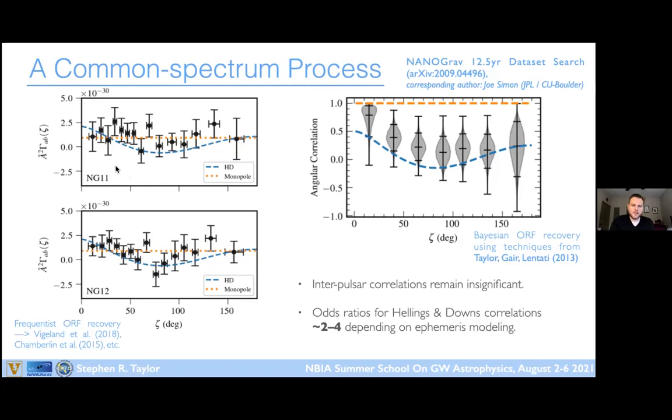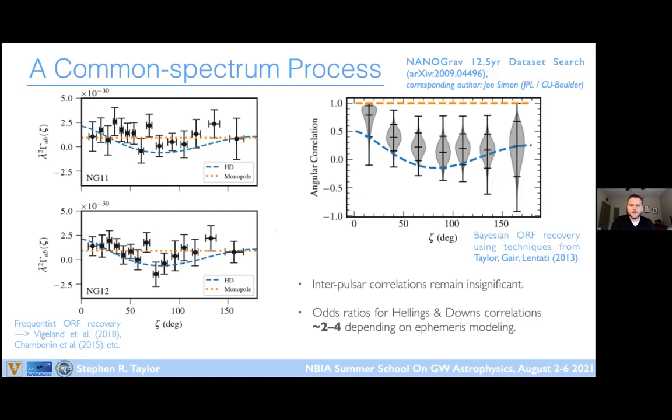So moving from the NANOGrav 11-year data set down to the 12.5-year data set, that's moving from this top left to bottom left box, you can see that some things have shifted. The uncertainties are smaller, so we get tighter constraints. And also the points have started to orient themselves a little bit more closely to this Hellings and Downs curve. Now the significance here is nothing to report about. The signal to noise is very, very low. It's only at the level of between 1 and 2. So this is not something that we report about, but it's a positive sign that it's getting closer.